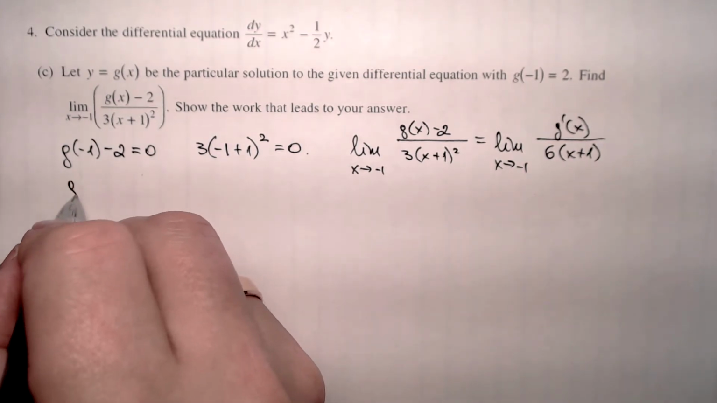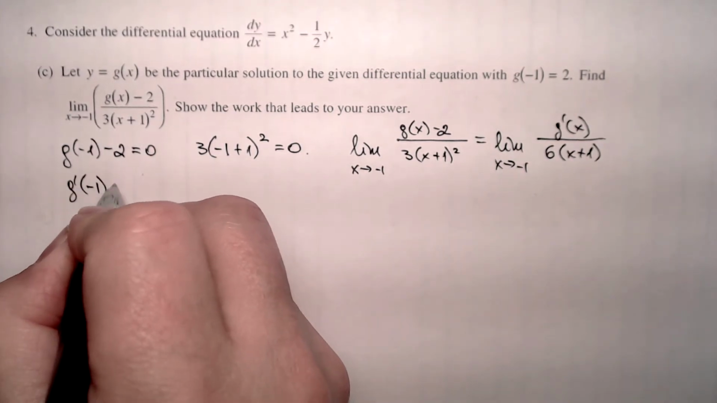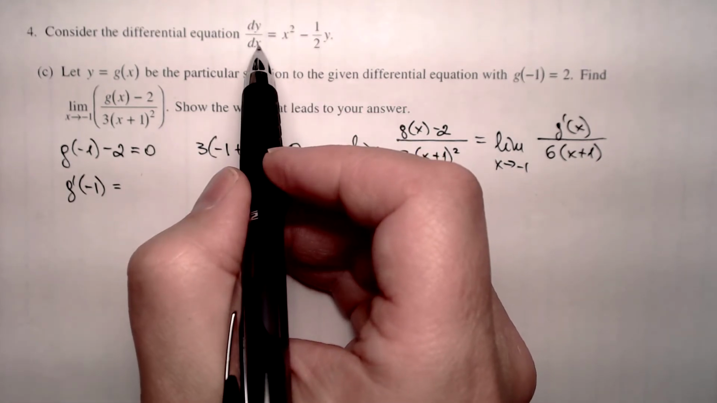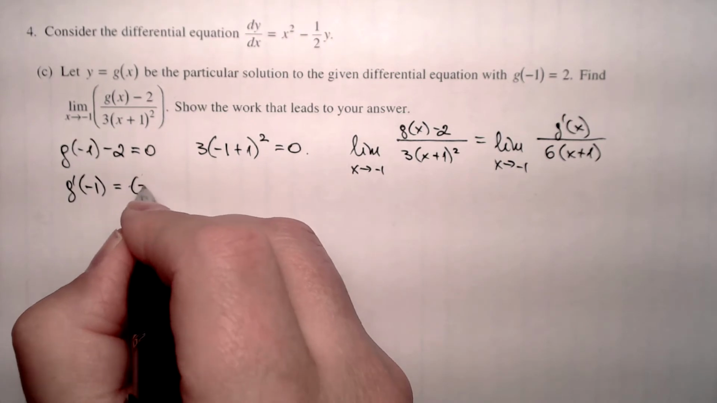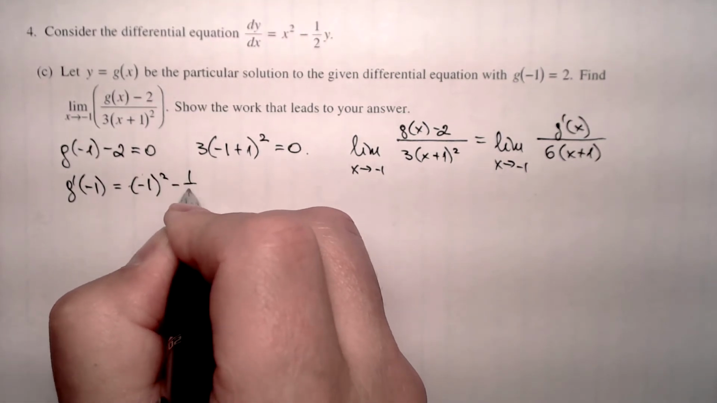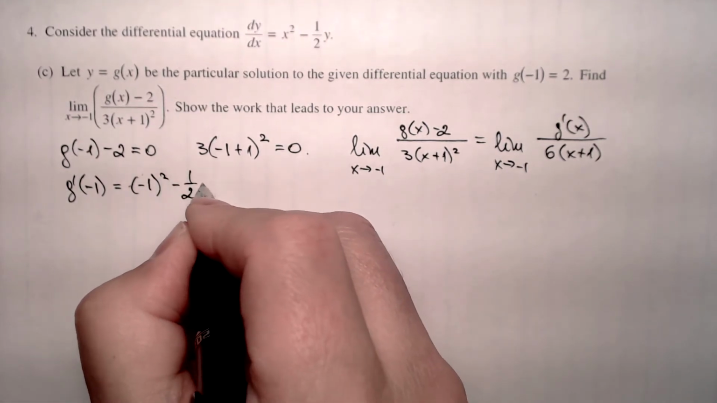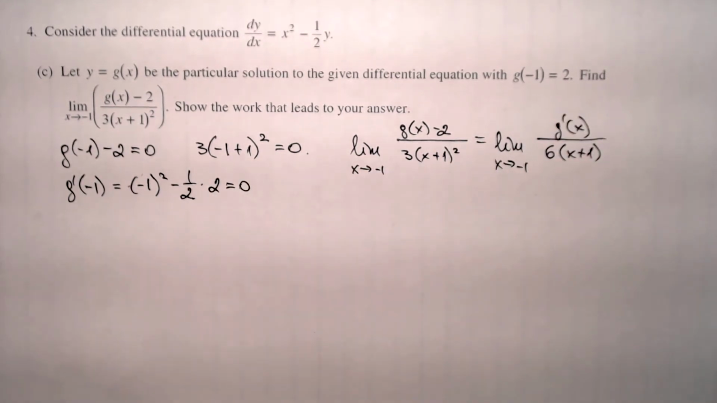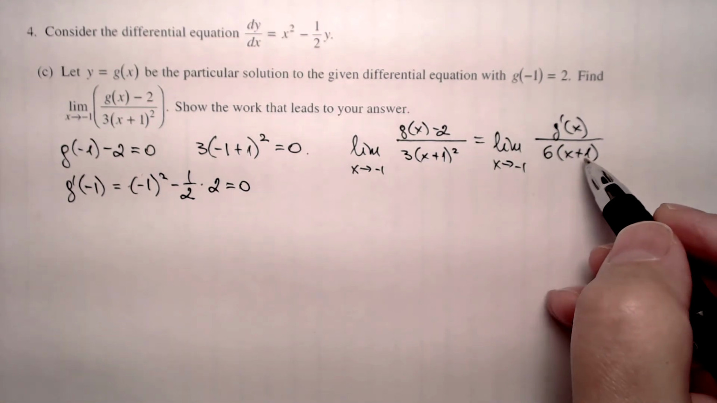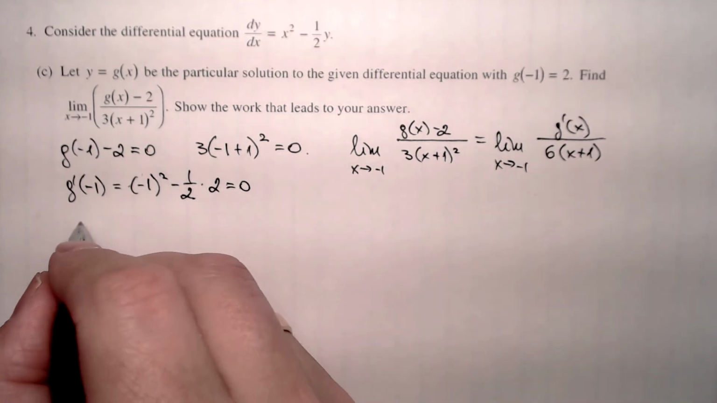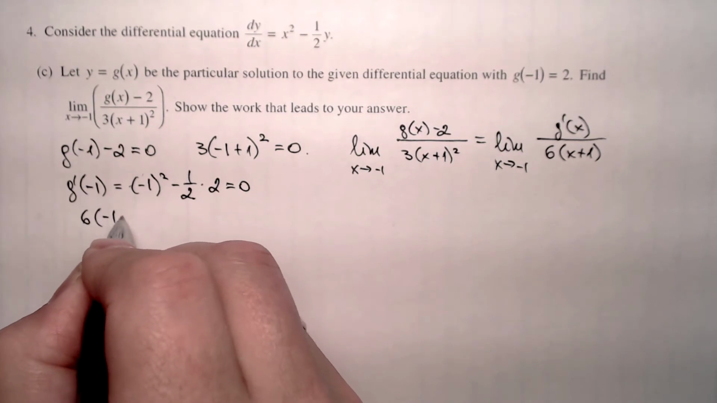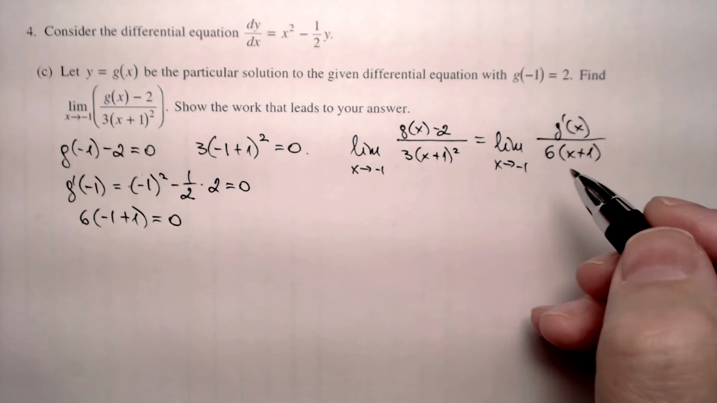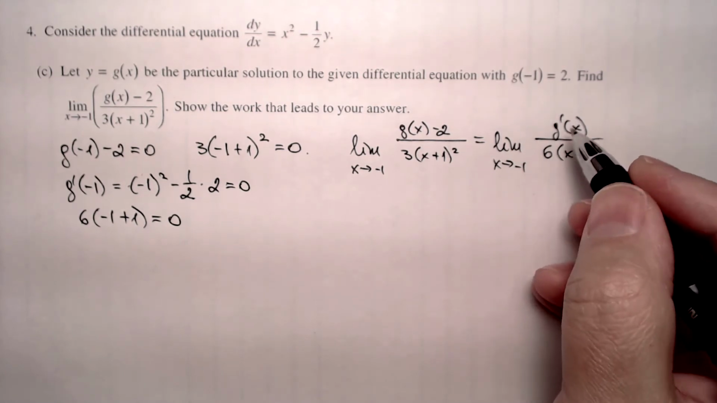Now let's look at what g prime of -1 is, and this is equal to dy over dx at the point -1, so it's (-1) squared minus 1/2 times y, which is 2, times 2. So it's again 0. Numerator is again 0. And the denominator we can see is 6 times (-1 plus 1). The denominator is also 0. So we have to continue to apply L'Hopital rule here.